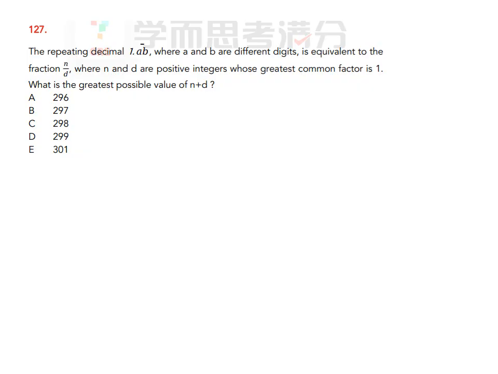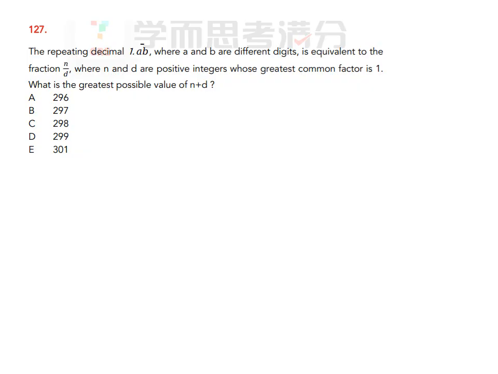1.232323... is equivalent to the fraction n/d. So we need to convert it into a fraction rather than keeping it in decimals, where n and d are positive integers whose greatest common factor is 1. So the greatest common factor of n and d must be 1. What is the greatest possible value of n plus d?